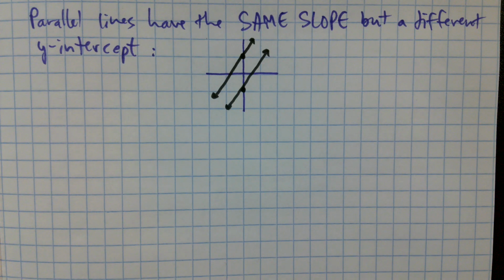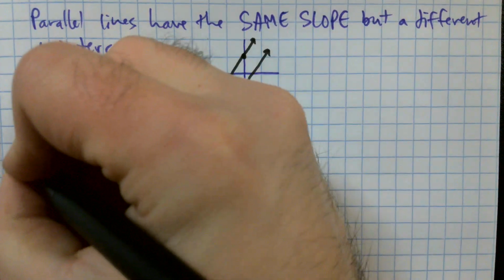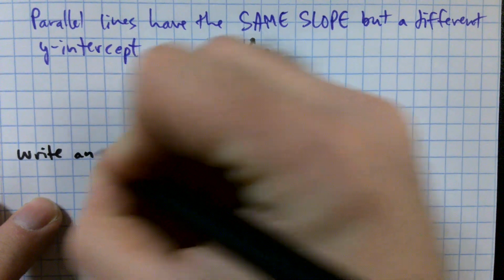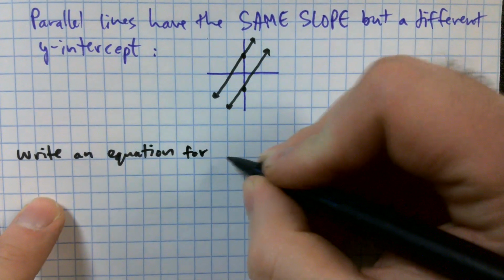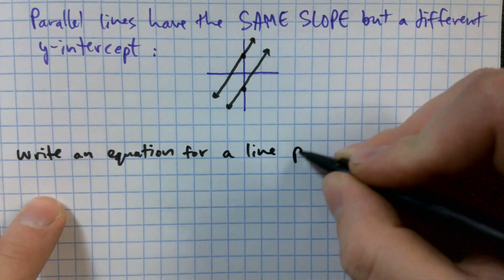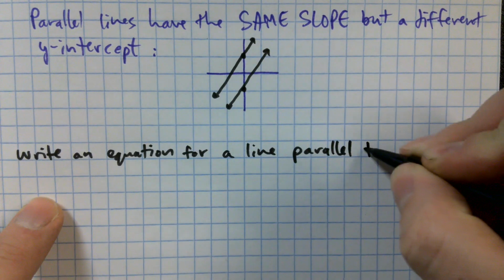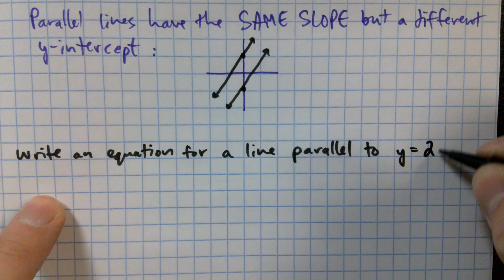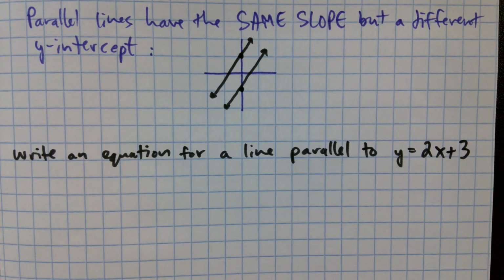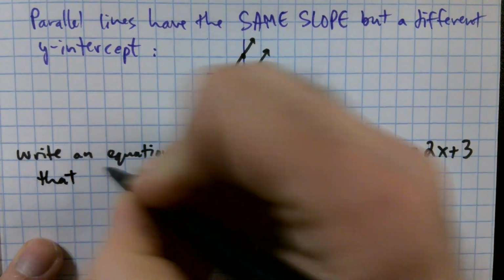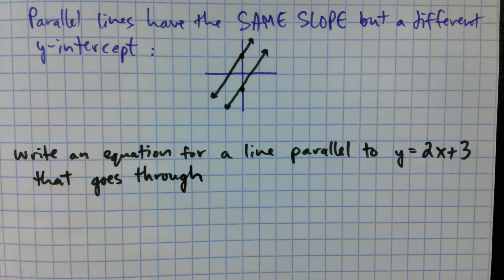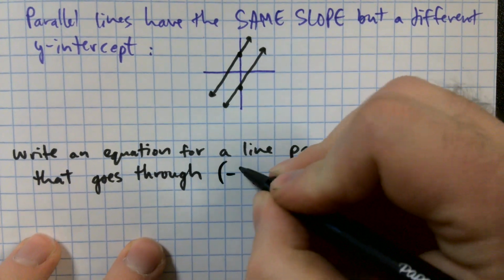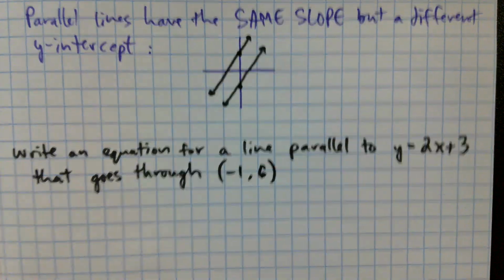So, if we're going to write an equation, here's what the work's going to look like. We're going to write an equation for a line parallel to y equals 2x plus 3 that goes through the point -1, 6.